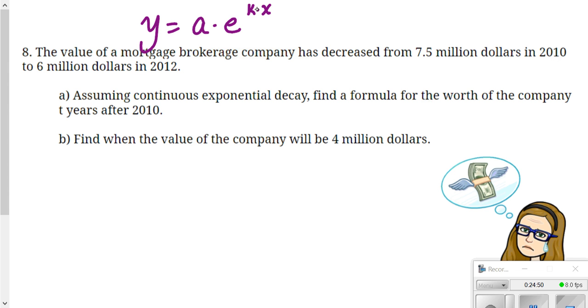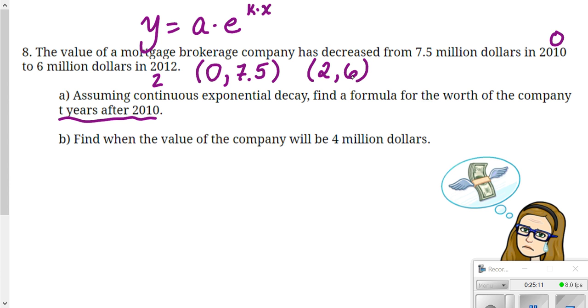So this is telling me two ordered pairs. If I think of 2010, if I look ahead, it hints that it's the number of years after 2010. So if this is time equals 0, this would be time equals 2. So I have the ordered pairs 0, comma 7.5, and 2, comma 6. Those are my two ordered pairs.